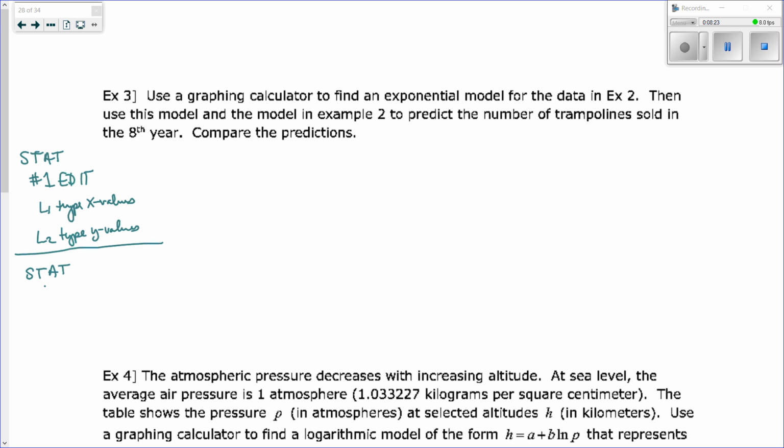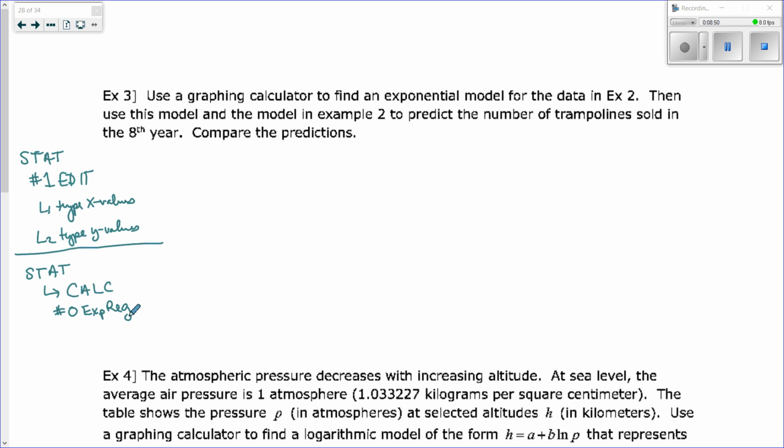And this time you're going to arrow over to the Calc menu, Calculate, and you're going to arrow down till you get to number 0, which is EXPREG, which is exponential regression. So the calculator is going to do this for us.